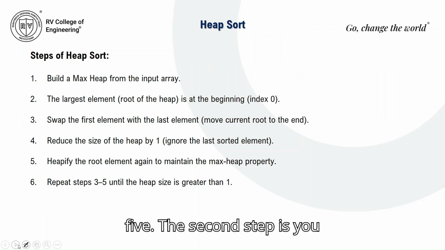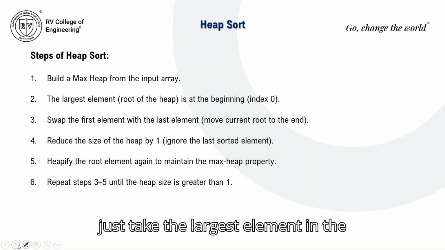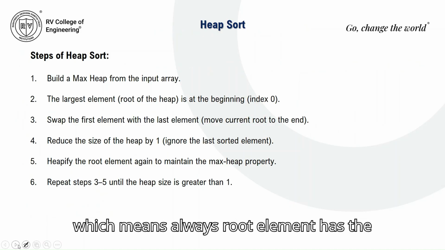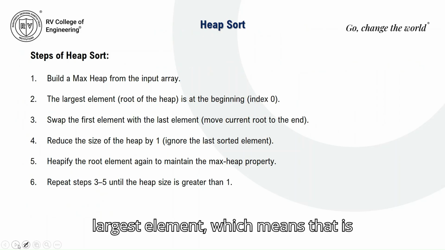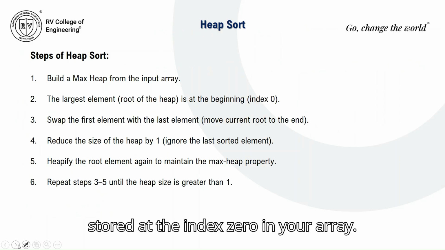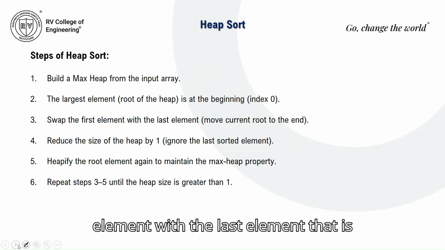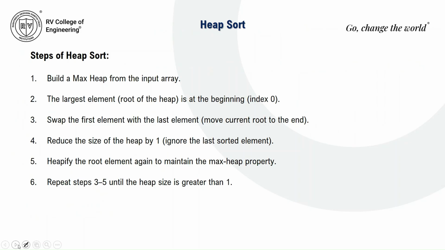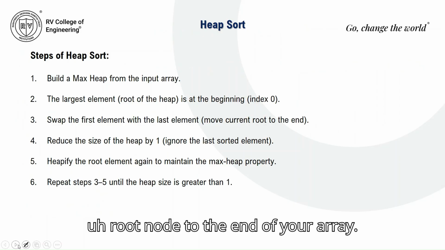The second step is, you take the largest element in the heap, which means the root element always has the largest element, and that is stored at index 0 in your array. Take that element, swap your first element with the last element, that is given in step 3, and move the current root node to the end of your array.